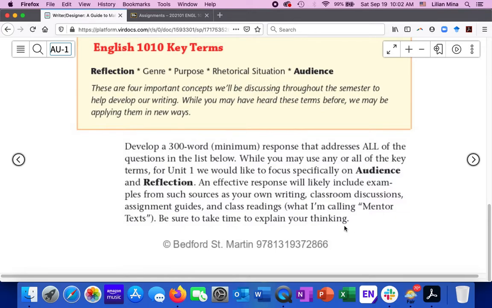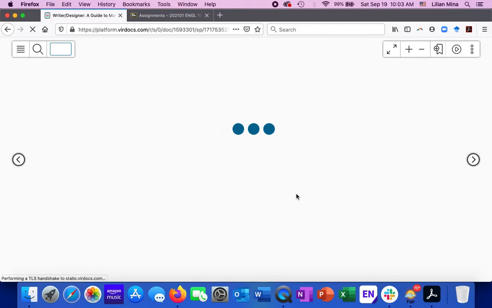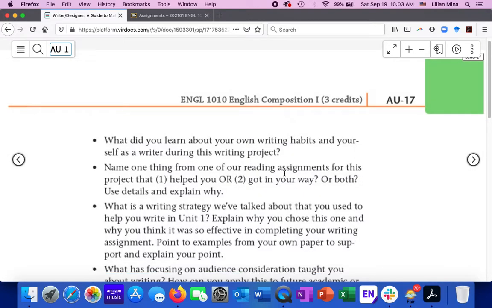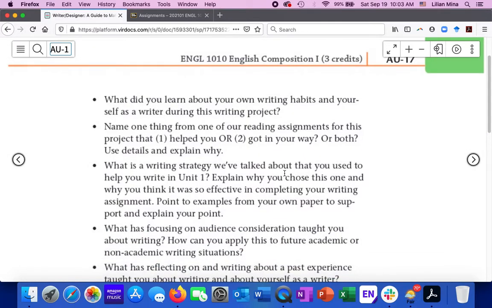Be sure to take time to explain your thinking because this is how you engage more in reflection and become more reflective. Now, these are the questions that I'd like for you to address in your reflection. What did you learn about your own writing habits and yourself as a writer during this writing project? I don't want you to think more about procrastinating.